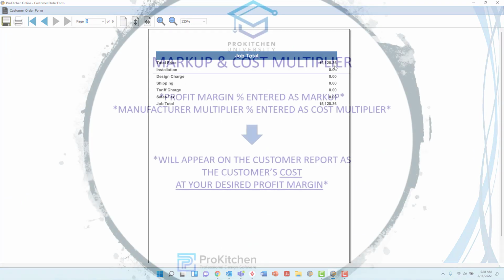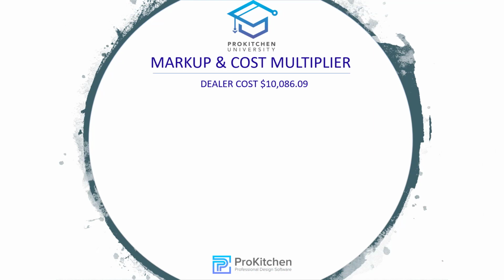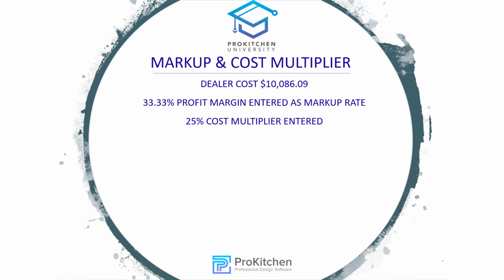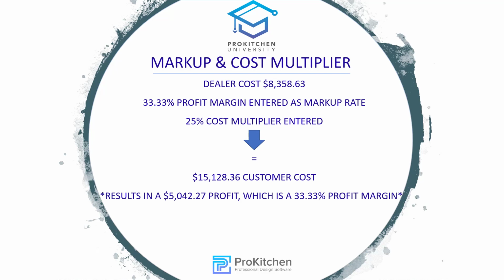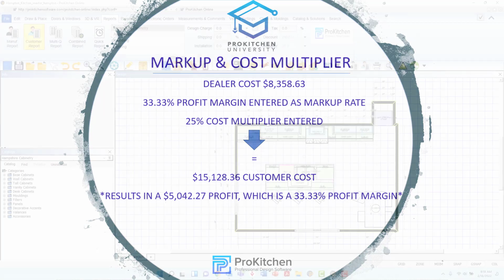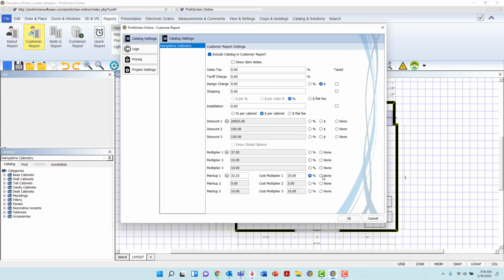If we look at the math for this, we know our dealer cost was $10,086.09. The profit margin desired was 33.33% based on the 25% cost multiplier, giving us the $15,128.36 customer cost, which will result in a $5,042.27 profit, which is at that 33.33% profit margin. The option marked as none for these fields will once again reflect the manufacturer list price as the customer's cost.